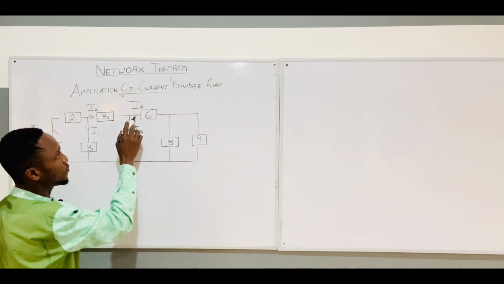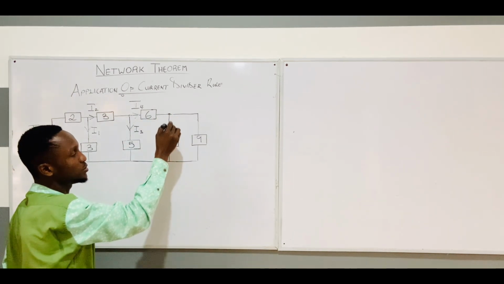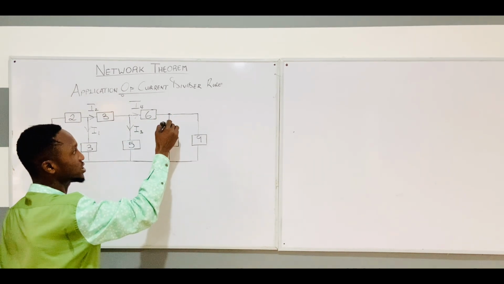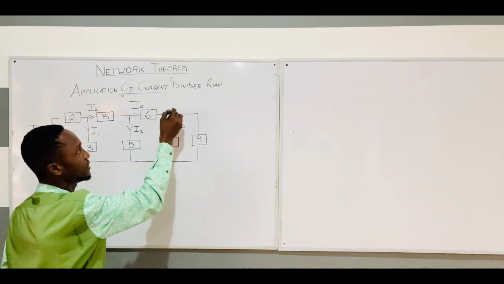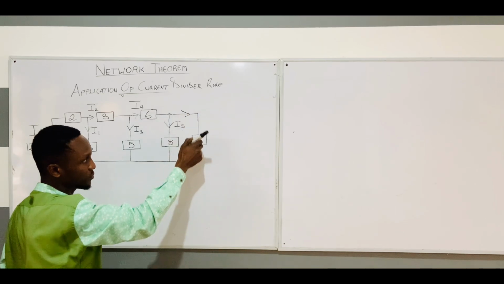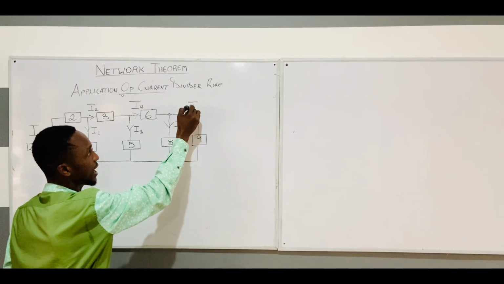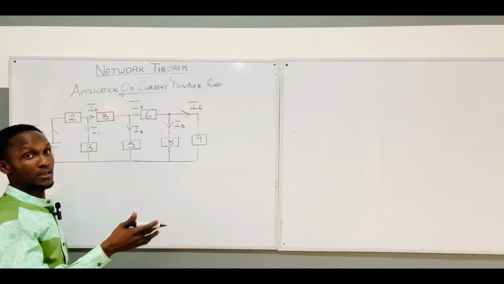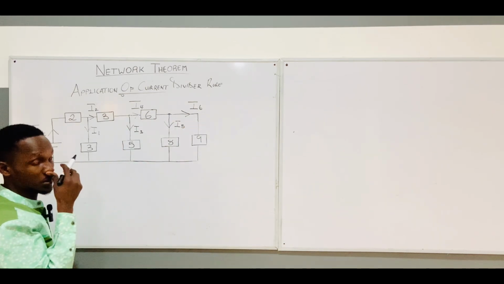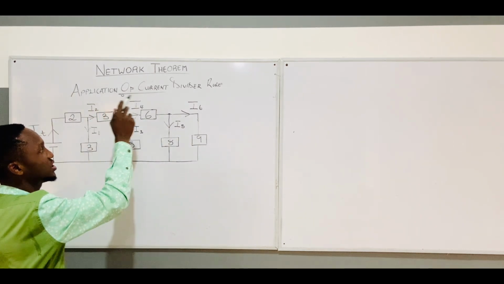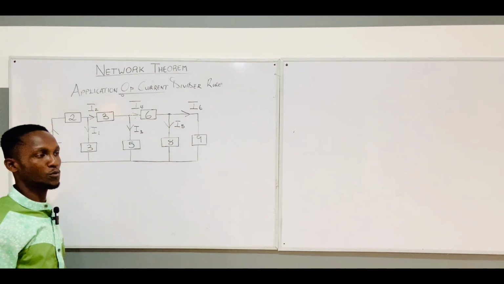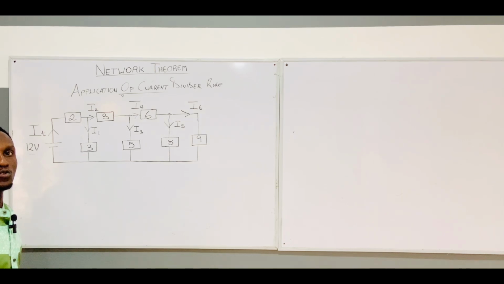Now, when I4 also travels to this node, it will split into 2. A portion will pass here. Let's call it I5. And then the remaining will pass through this resistor. Let's call it I6. So these are the individual currents that will go through this circuit, okay? So now let us calculate the values of each individual current and see what we are going to get. For you to really understand, I will break this down to the simplest form.